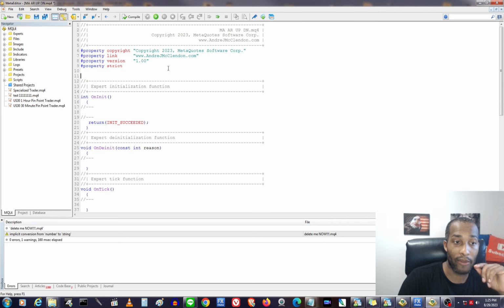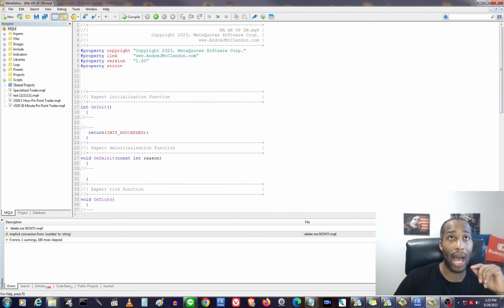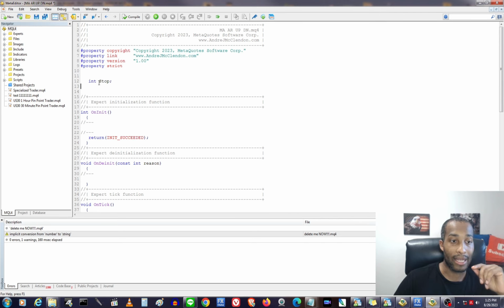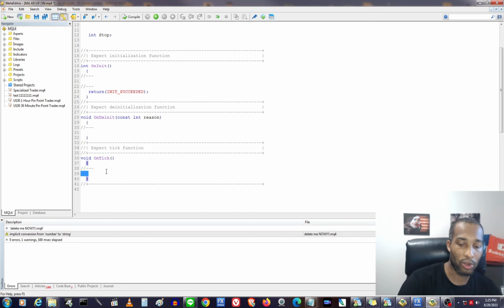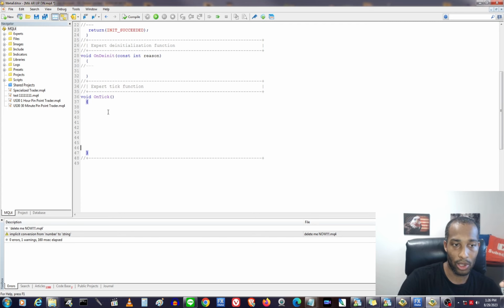So the first thing, guys, we're going to start with the global. We need to put some information into the global. It's going to be an int called stop. Basically, we're going to be using it to limit the amount of trades that we get into, basically a reset, okay? We're going to be using the OnTick for here, so make this a little bit bigger.